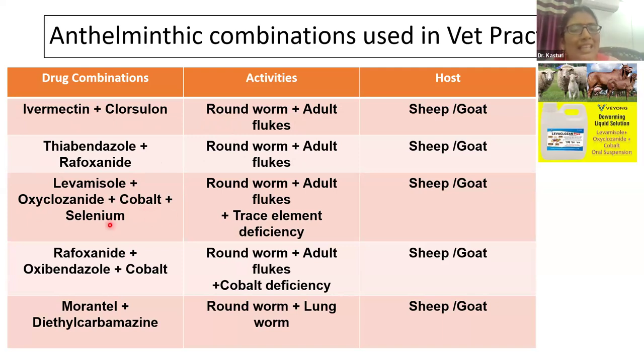This combination can help not only to fight against infection of roundworms and adult flukes, but also helps the animal cope with trace element deficiency. It means we are also providing the nutritional requirement for the animal to show resilience to fight against the infection. And also combinations such as rafoxanide with oxibendazole with cobalt, and morantel in combination with diethylcarbamazine against roundworms and lungworm infection.